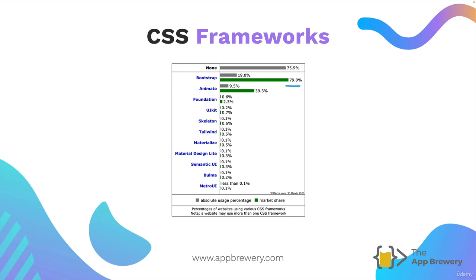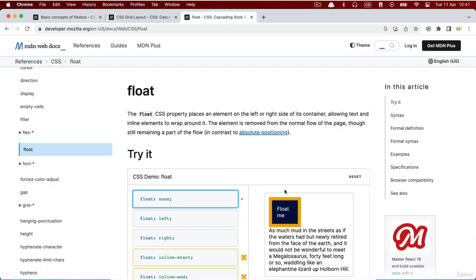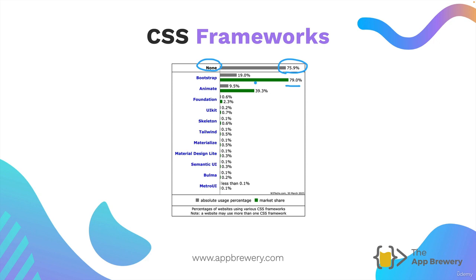But just because we learn about Bootstrap, it doesn't mean that everything we learned about CSS is null and void. In fact, if you look at the top here, when we look at the absolute usage percentages of all of the different frameworks across the internet, you can see the largest percentage are still websites that don't use any external CSS frameworks. What does it mean when there are no CSS frameworks being used? Well, it means you're probably using native CSS like Flexbox and Grid and Float and all of the great things that we learned before. So Bootstrap doesn't replace any of that knowledge.